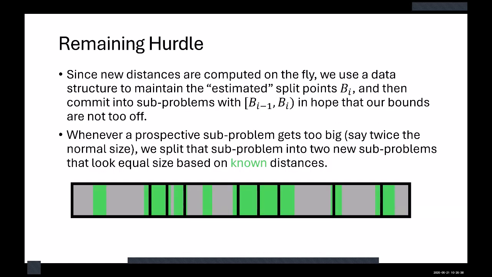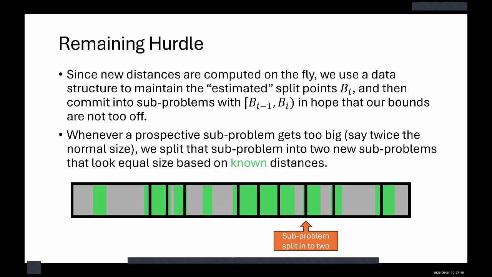So even if you have, just to maintain the split point, we have to use the data structure because as the algorithm goes on, new distances might become known, and then the split point needs to be updated. For example, maybe halfway into the algorithm, we know some new distances in this area, and then this problem we don't realize is actually too big. So what the algorithm would do is split that problem into 2 new subproblems that look identical in size if you only look at the green region.